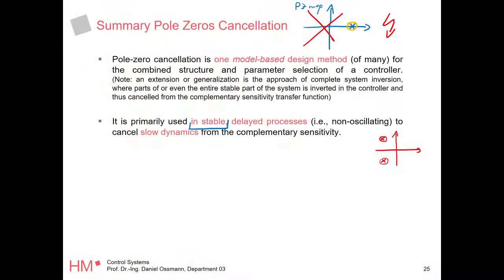So the method really works best if you have stable poles. You need to have stable poles, but they are non-oscillating, so they are on your real axis. So really, the sweet spot for the pole zero cancellation you want to look at is this here, right? The real axis in the left half plane. If you have a pole there, yeah, go ahead.